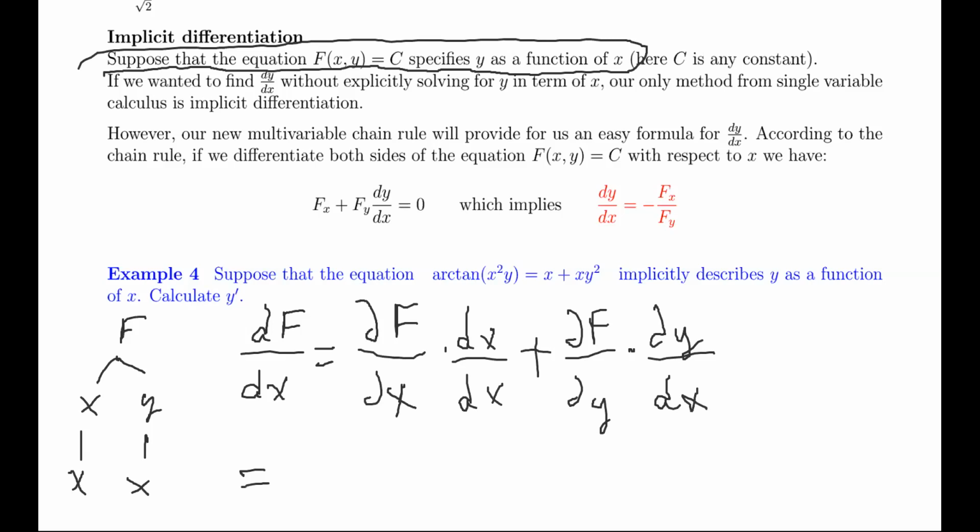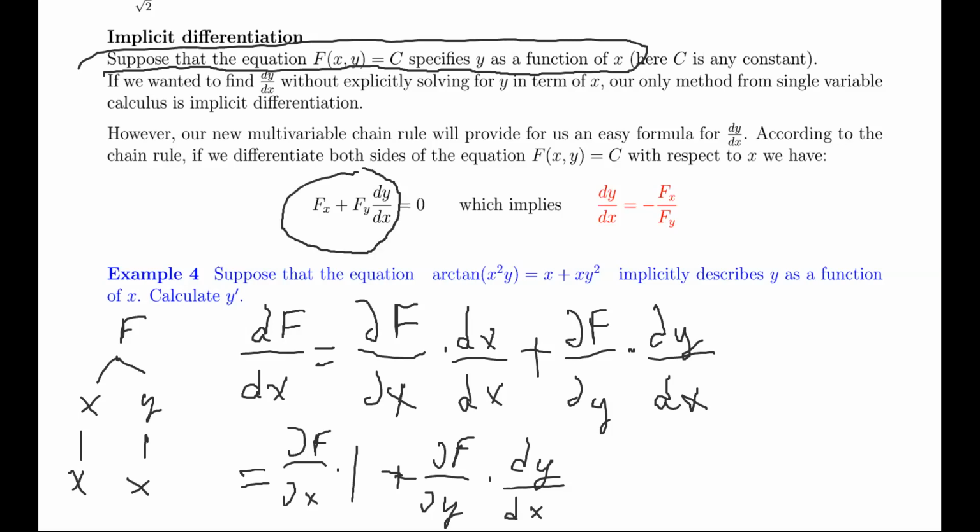Well, what is the partial of f with respect to x? That's just whatever that is. But then what is the derivative of x with respect to x? That's just 1. And then we have plus the partial of f with respect to y times dy dx. That's exactly what's written here on the left side. Remember that f sub x and f sub y are just our notations for the partial of f with respect to x and the partial of f with respect to y, respectively.